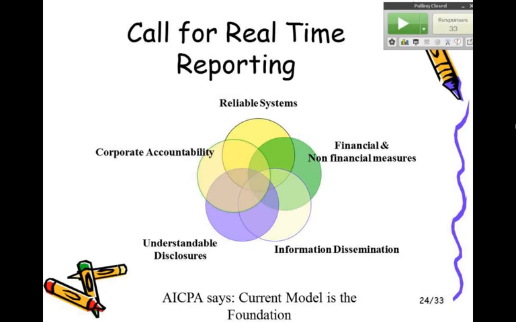Information dissemination, XBRL. Now you're not sending 10,000 financial statements by the mail. You created a way to pass information everywhere. The problem is the content of that thing, not its dissemination anymore. Understandable disclosures, no progress. And by the way, I'm not totally sure that this idea of understandable disclosures makes sense.